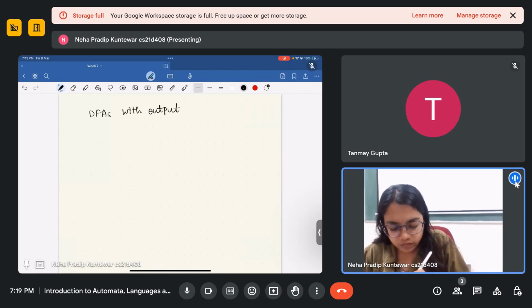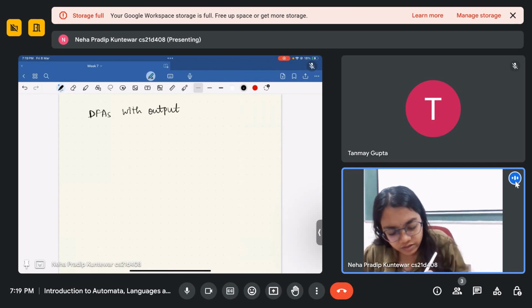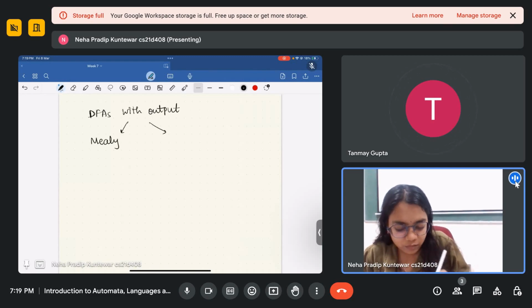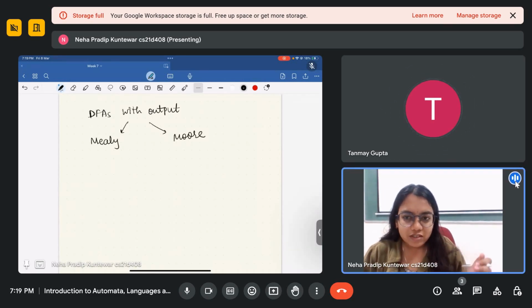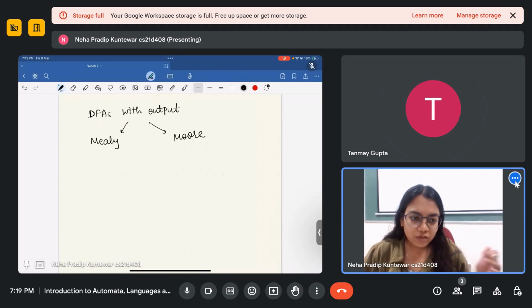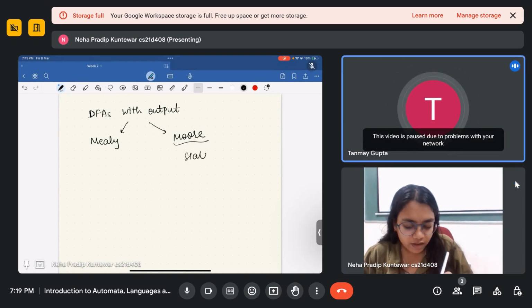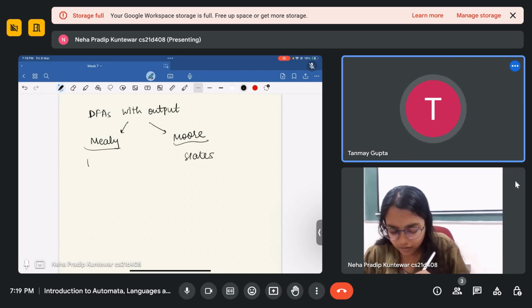Okay. So, yeah, there are two kinds. One is called Mealy and Moore. Right, Mealy and Moore. The only thing is, where do you produce the output? In Moore, you produce the output on the states, and in Mealy, you produce the output on the transitions. That's right, on the transitions.